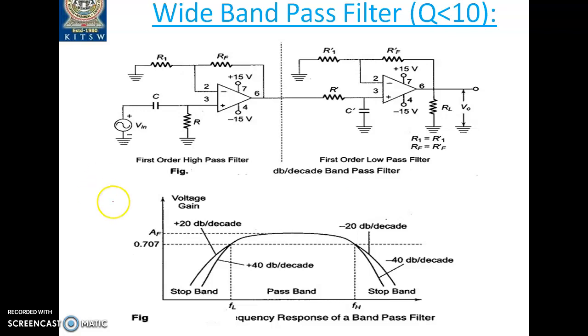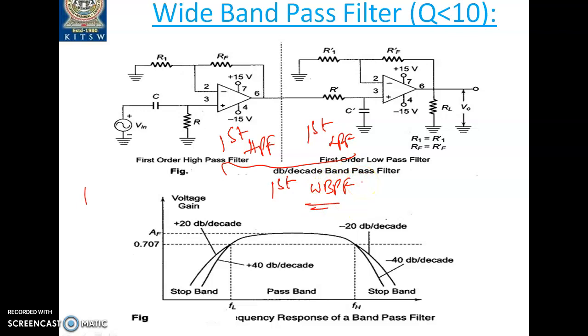So see the circuit here. This is the first order active high pass filter, and its output will be given as the input to the first order low pass filter. So this overall becomes the first order wide band pass filter. That's all. It's pretty simple for us to design the wide band pass filter. A wide band pass filter is nothing but one where the quality factor should be less than 10. So this is the way we are going to design it.